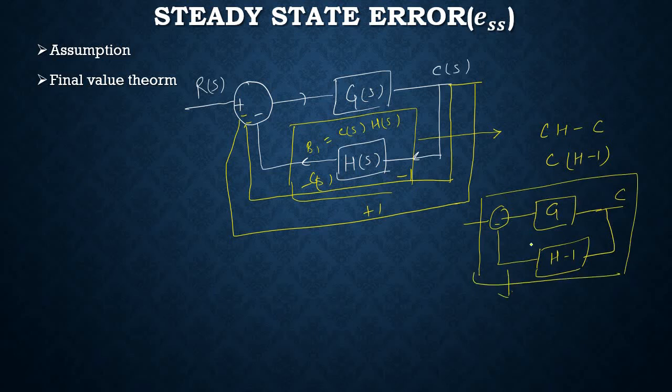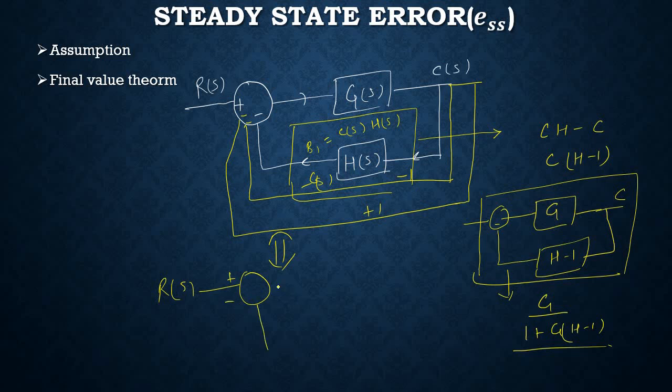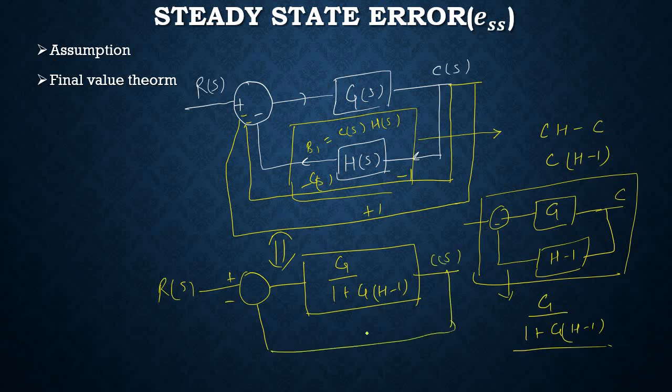If we find the transfer function of this, it will come out to be G over 1 plus G(H minus 1). So you can replace this with this here, and then you find that the non-unity feedback control system is converted into the unity feedback system. How? This is R(s), plus minus, and the transfer function changes from G to G over 1 plus G(H minus 1). And this is converted from a non-unity to a unity feedback system.